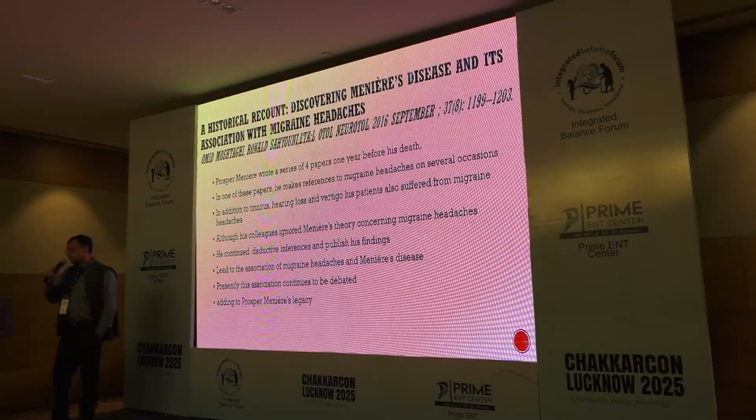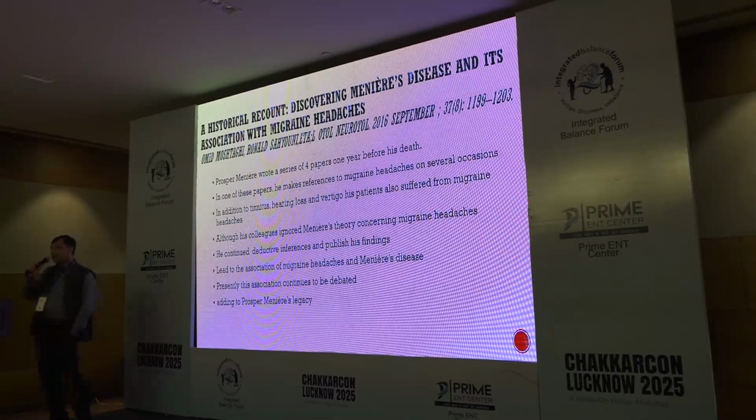On checking a historical recount of Prosper Meniere's description of his namesake disease, we see that it is mired in confusion with migraine headaches right from the start. So, Prosper Meniere wrote a series of 4 papers 1 year before his death. In one of these papers, he makes references to migraine headaches on several occasions.